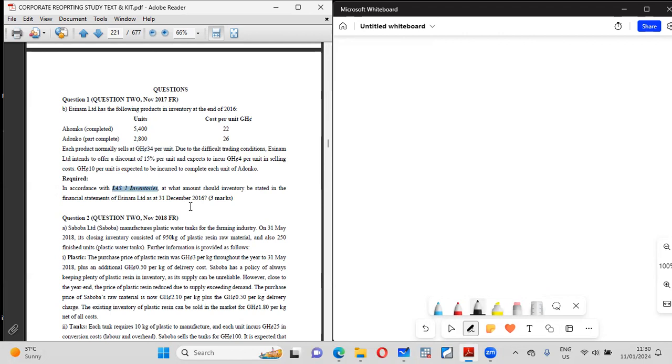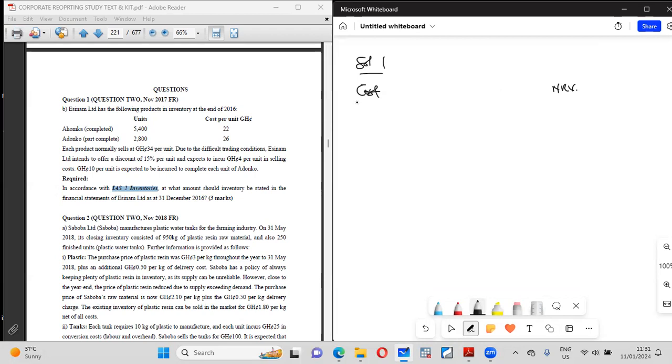If you are talking about the financial statement, then what we need is a subsequent measurement. So in that case, solution one, we will need two things. What are the two things we will need? We will need the cost, and we will also need the net realizable value. So those are the two things we will need.